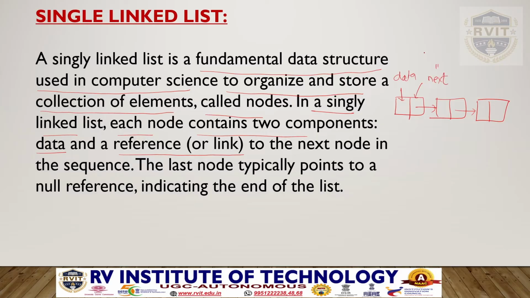There are other names, like we can also call it a link or a reference. So the naming convention can be anything, but in general it is next. It consists of two components: one is a data component, and the other is a reference or link to the next node in the sequence. The last node typically points to a null reference, indicating the end of the list. Always the last node's next points to null, because there is no further node, so there is no address that can be updated.